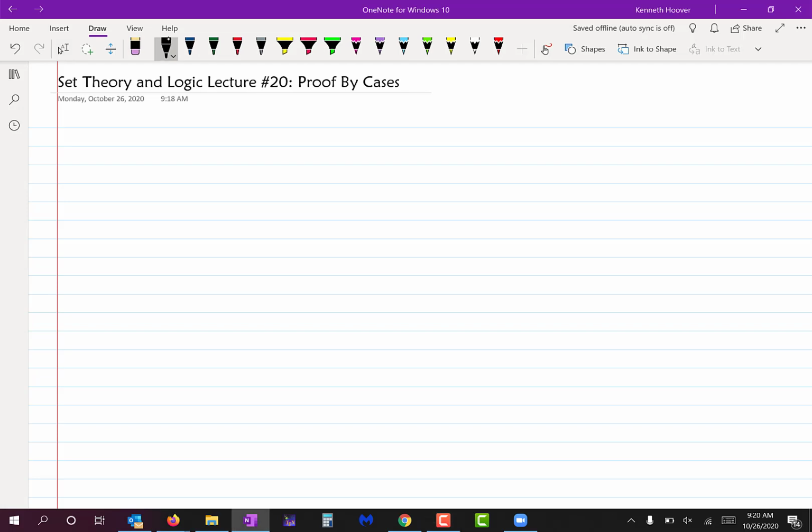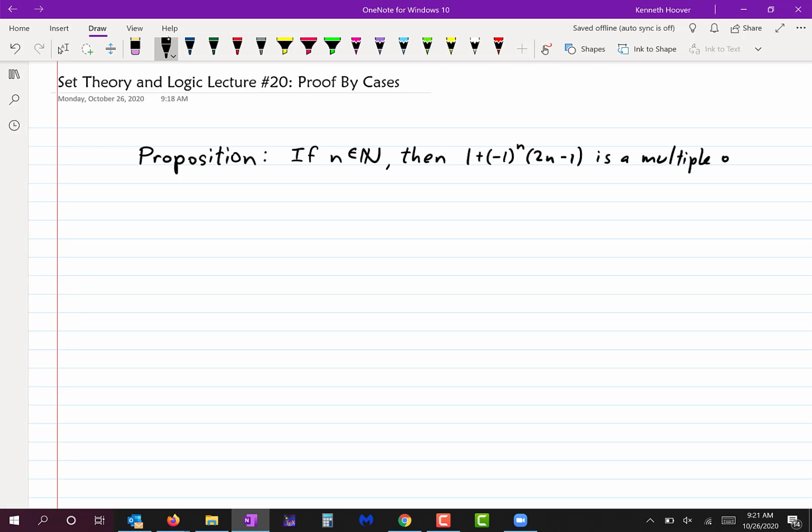Okay, I want you to look at this proposition here. It says, if n is a natural number, then 1 plus negative 1 to the n times 2n minus 1 is a multiple of 4. Let's think about how we would prove that.